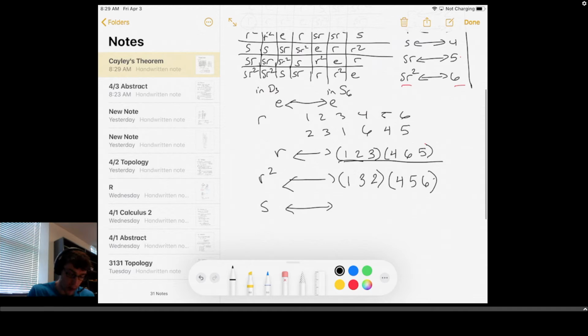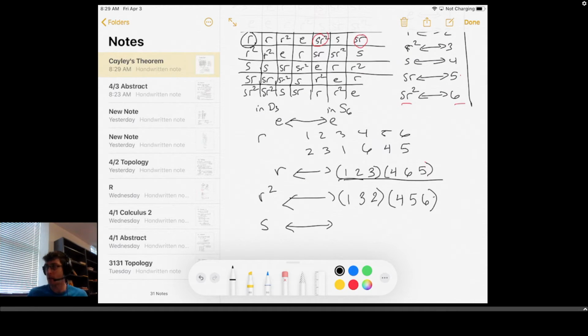S, and by the way, we should check, right? Does this make sense? What is the order of these things? We know R and R squared are order 3, right? These are products of two disjoint 3 cycles. We know that the order of a product is equal to the LCM of their orders, right? So this would have order LCM of 3 and 3, which is still 3. So we're getting order 3 things out here. So that's good. The reason I say that is S should be different, right? S should be order 2. So we might imagine that it breaks down into transpositions as opposed to 3 cycles. And we'll see that that is true, right?